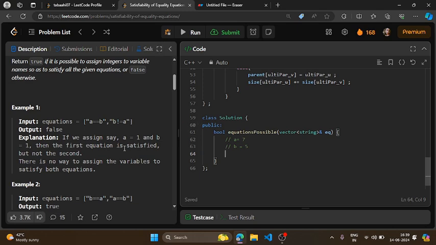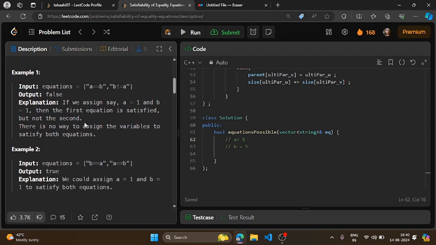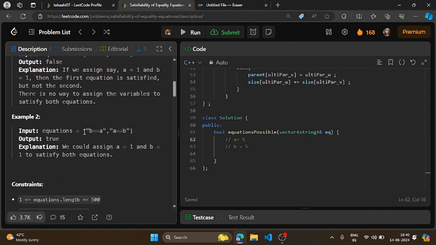So when you assign integers to these variables, the first equation may be satisfied and the second not, or the opposite can happen, right? If you put a equal to 5 and b equal to 5, then your first equation is satisfied, a should be equal to b, but the second equation, b is not equal to a, is not satisfied, right? So here we need to return false because we cannot satisfy all the given equations. Now in the second example, we can satisfy both equations, because if a is equal to 5 and b is equal to 5, then b equals a and a equals b, both equations get satisfied. So here we have to return true.